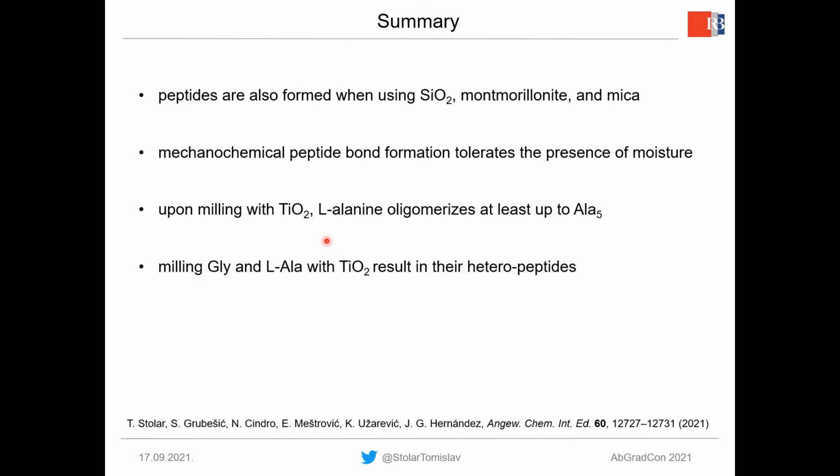We also tried to use different amino acids, such as L-alanine, and after milling it with titanium dioxide, we have detected its pentapeptides. When milling together glycine and L-alanine with titanium dioxide, it resulted in the formation of their heteropeptides, and we have successfully shown that it is possible to incorporate other amino acids into a growing peptide chain.